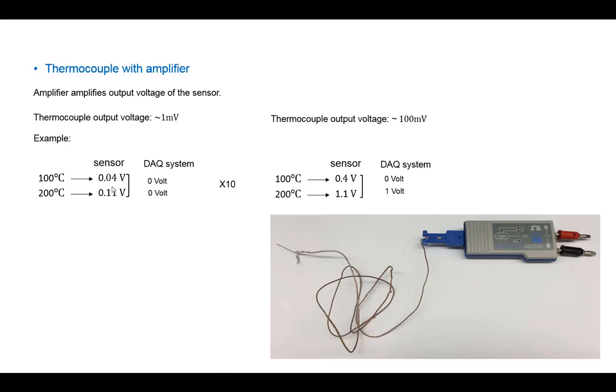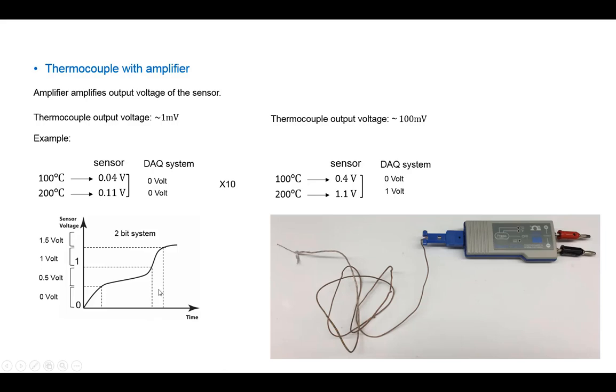Let's take a look at this example. Imagine I've placed my thermocouple in two different ambients with two different temperatures, and it has given me this voltage. Even if I have a 2-bit system, it would store both of them as 0 volt. But if I use an amplifier, and just imagine in this case the amplifier multiplies the output voltage by 10 times, I would have 0.4 volt and 1.1 volt. If I give this to my 2-bit system, in the first case I get 0 volt, but in the second case I get 1 volt.